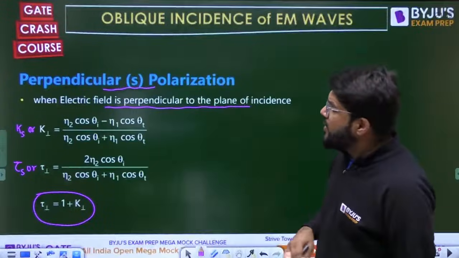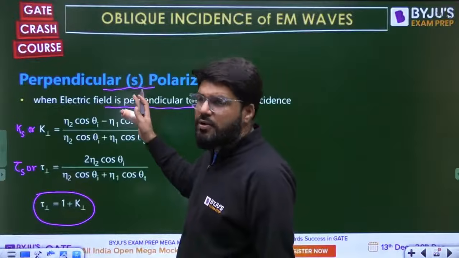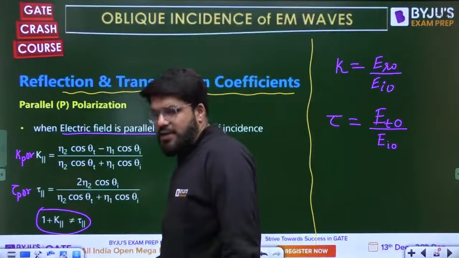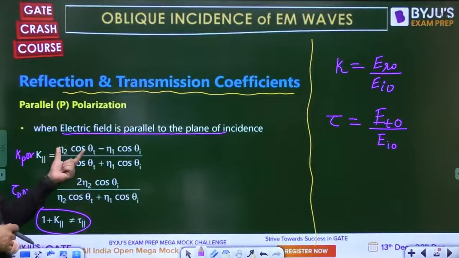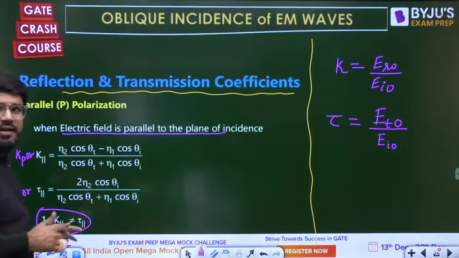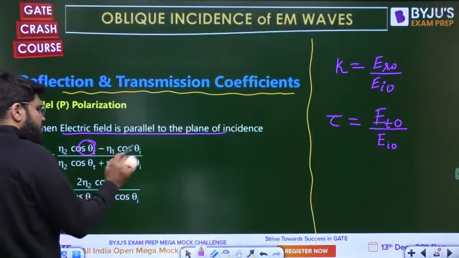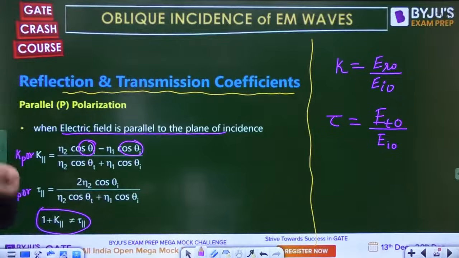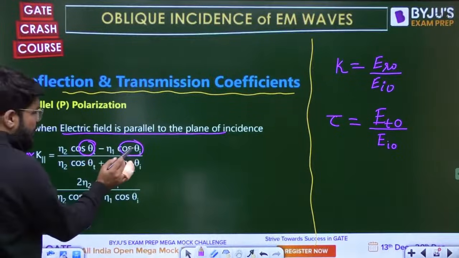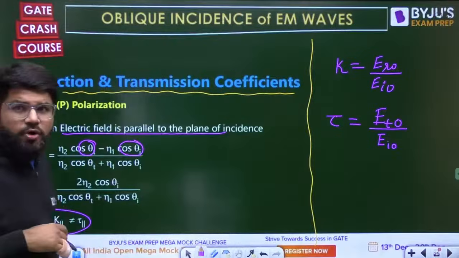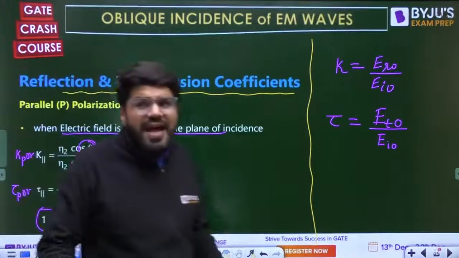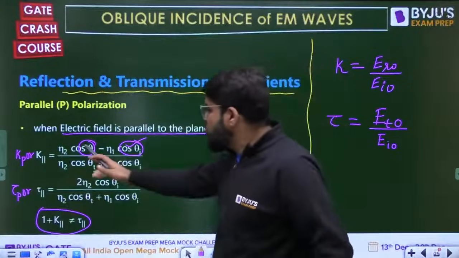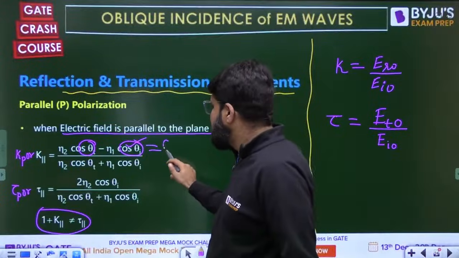Okay, now whether you talk about the perpendicular polarization or the p polarization, have a look into the formula for reflection coefficient. In the numerator, there is a subtraction term, eta 2 cos theta i minus eta 1 cos theta t, right? If you choose the proper angle of incidence, transmission angle will automatically follow by Snell's law. So suppose you choose a proper angle of incidence such that eta 2 cos theta t minus eta 1 cos theta i results to be 0.